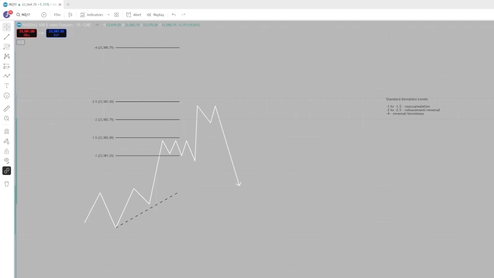Now if you see a lot of people top ticking or bottom ticking the market, it could definitely be from standard deviation, because you'll see price likes to reverse at the -2 to -2.5 or -4 levels a lot.